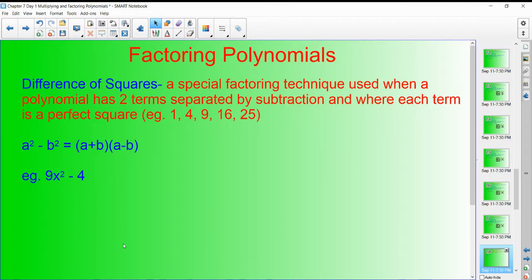Now we also might have a difference of squares problem where it's two terms. See down here is an example, 9x squared minus 4. Now there's a few key features to look for if we're going to use this special factoring technique. First off, it's got to have two terms. It's got to be a binomial. Binomial means two terms. Second, there's got to be subtraction in the middle. And each term has to be a perfect square.